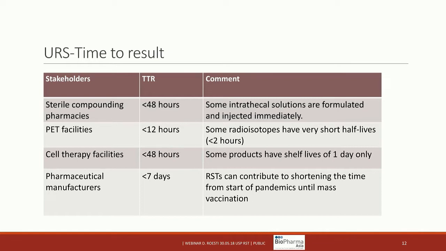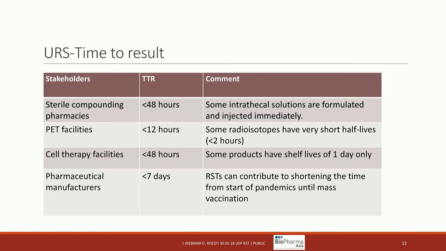The products which required the fastest time to result were the PET products. Some radioisotopes have a very short shelf life of less than 2 hours, so in this case a time to result of less than 12 hours would be optimal. For cell therapy facilities and cell component facilities, generally a time to result of less than 48 hours was considered acceptable. And for the conventional pharmaceutical manufacturers, less than 7 days.